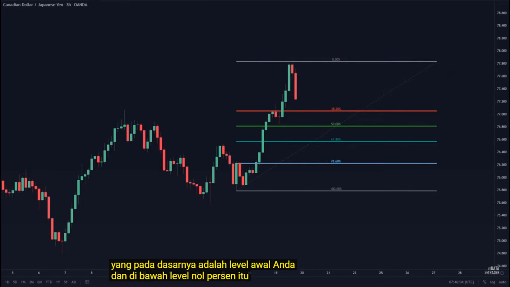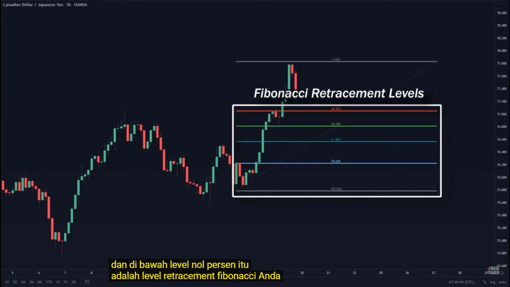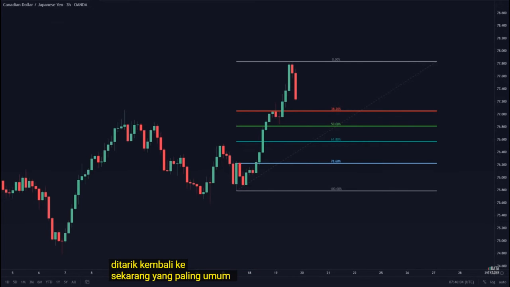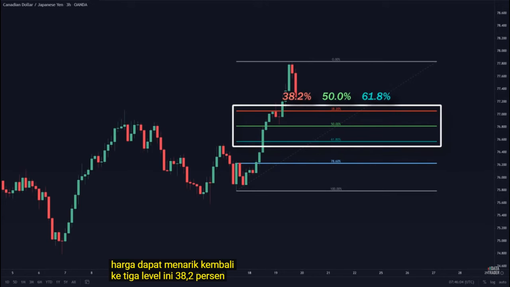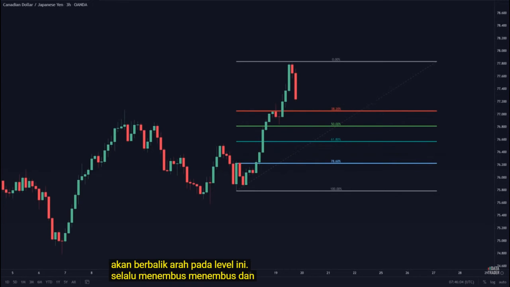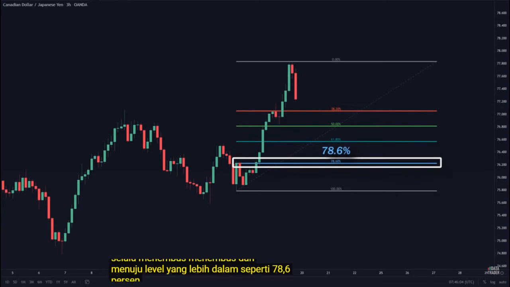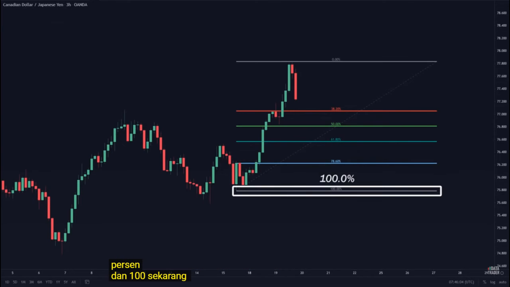And below that 0% level are your Fibonacci retracement levels, which are levels where the price may pull back into. Now, the most common level where the price may pull back into are these three levels, 38.2%, 50%, and 61.8%. These three levels are called the golden zone. However, that doesn't guarantee that the price will reverse at these levels. It can always break right through and go towards the deeper levels like the 78.6% and the 100%.